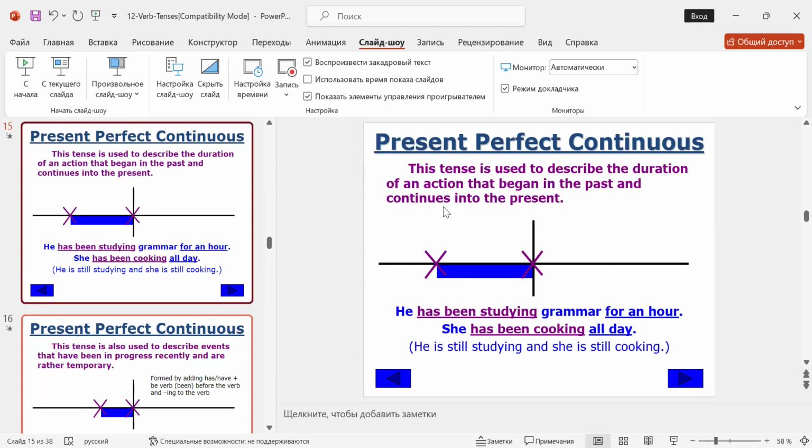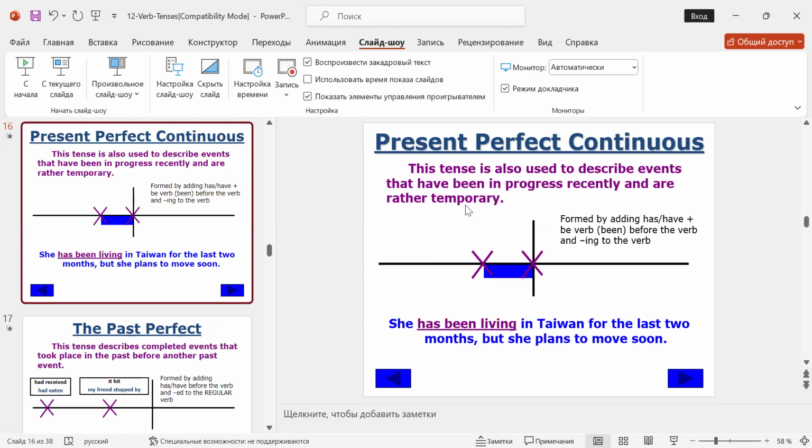This tense is used to describe the duration of an action that began in the past and continues in the present. For example, he has been studying grammar for an hour. She has been cooking all day. He is still studying and she is still cooking. The action has not stopped yet.